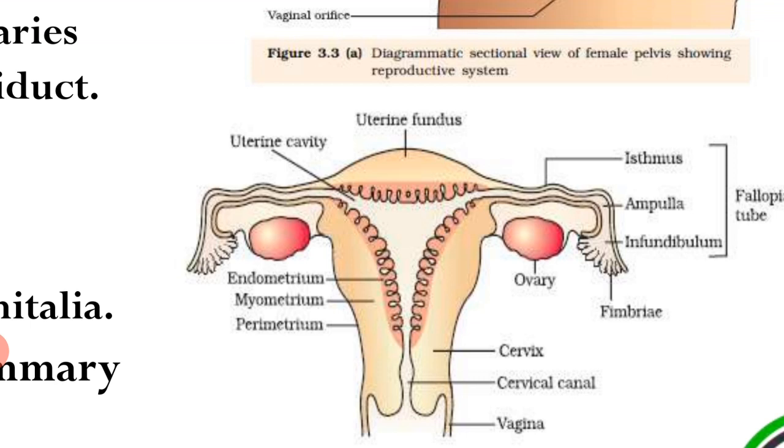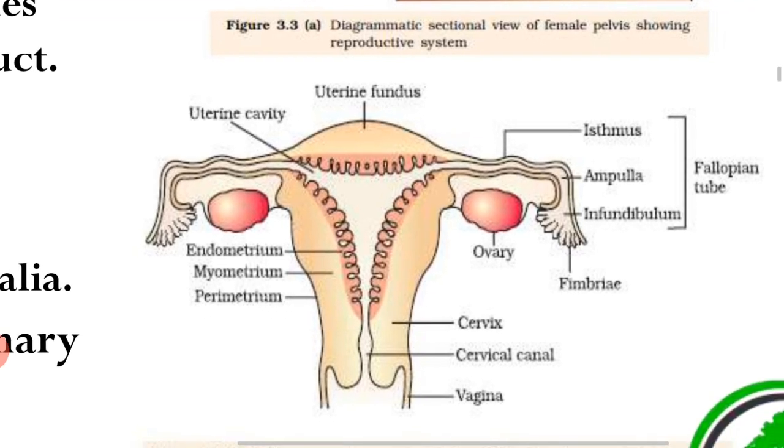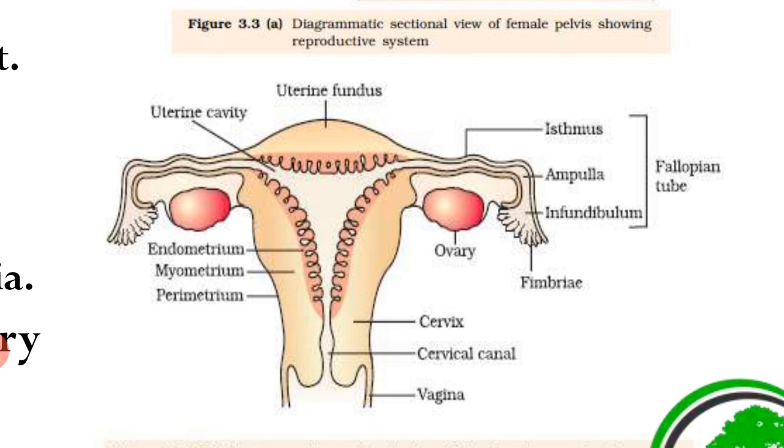The next comes the uterus. So here in the diagram I am showing you, that is the uterus. You can see here the labeling they have given. Beside the two ovaries, the middle part what you are seeing is a uterus which is single, and this uterus is also called as womb.